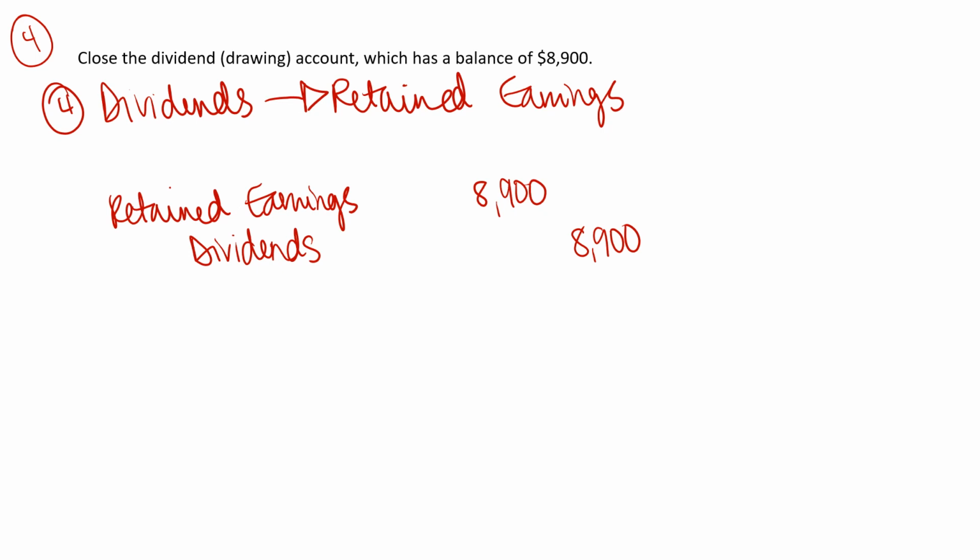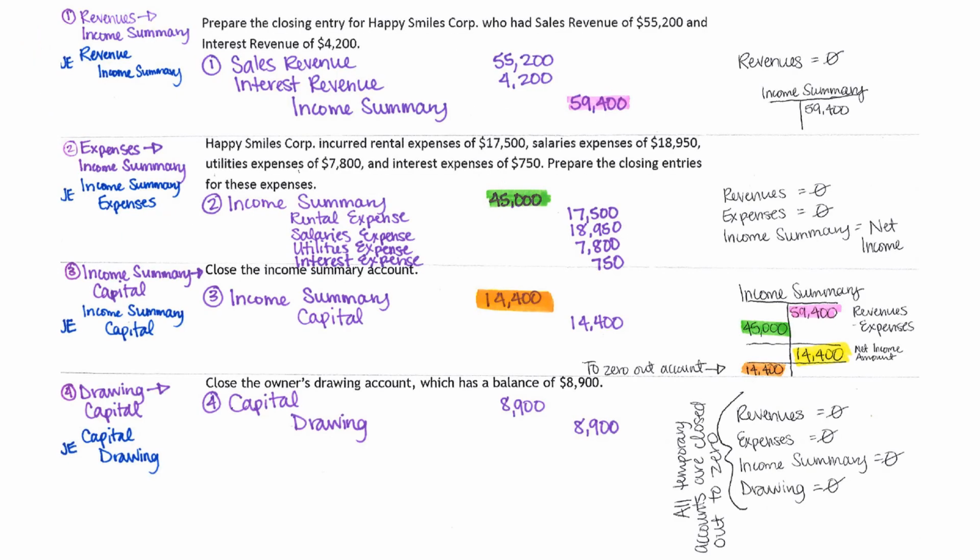So now at this point, revenues have a zero balance, expenses have a zero balance, income summary has a zero balance, and dividends has a zero balance. All of those amounts have now been moved to retained earnings, which is a permanent account, and all the temporary accounts have been closed out to zero. And this is just an overall summary that shows all of the entries that we just went over, and this is a resource that is also posted in the module so that you can take a look at it on one sheet of paper.